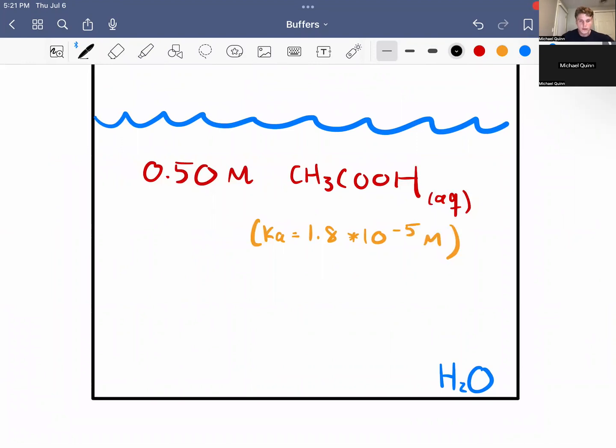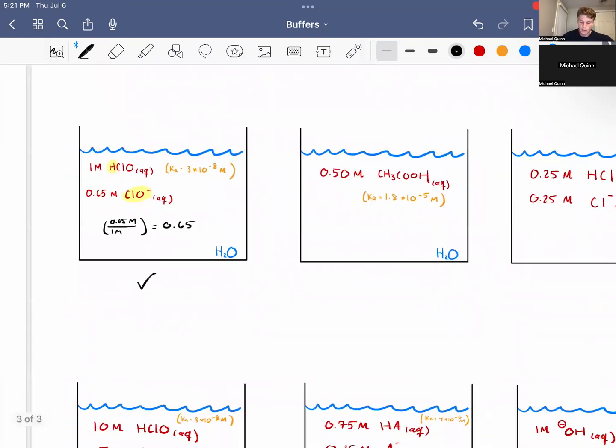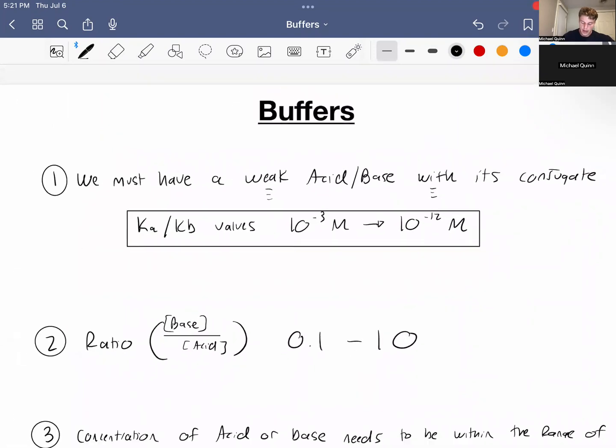So we have 0.5 molarity of CH3COOH. This is acetic acid. So the Ka is 1.8 times 10 to the negative 5th. The first requirement says we need the Ka to be within 10 to the negative 3 and 10 to the negative 12. So that would meet that requirement.